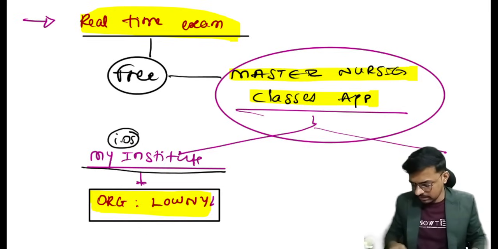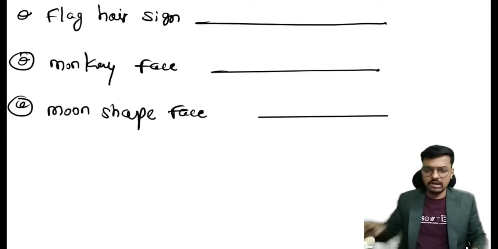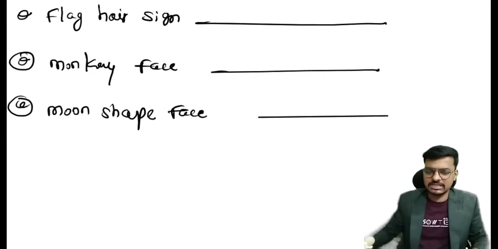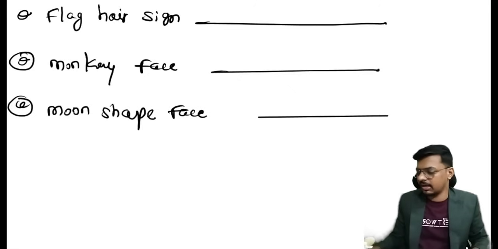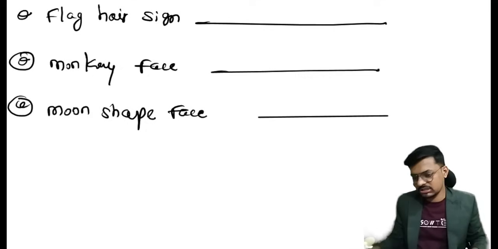And whatever the assignment I have given in today's class: the flag hair sign will be seen in which condition, monkey face will be seen in which condition, and the moon shape face will be seen in which condition. Try to mention the answers to these final assignment questions in the comment box.